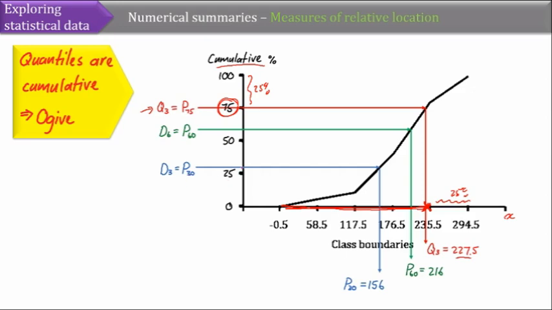And the same with the others. The third decile, 30%, we find it on the vertical axis, we go across, we go down, and that means we have now the cutoff point for the lowest 30% of the data.